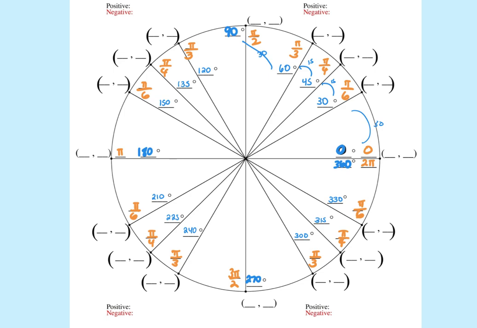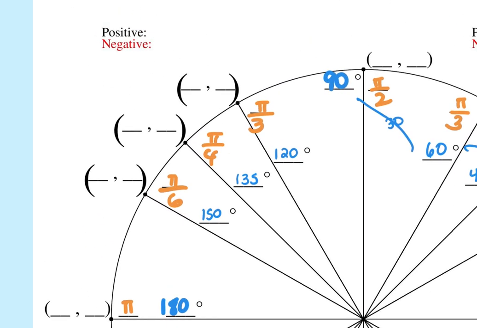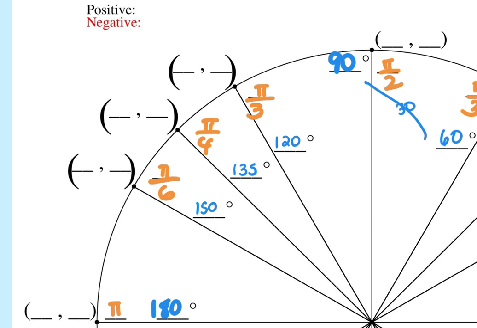We leave them alone. In the second quadrant, the numerator is 1 less than the denominator. So it'd be 2 pi over 3, 3 pi over 4, and 5 pi over 6. 1 less than your denominator, which should make sense because we need it to be less than 1, because 180 is 1 pi.